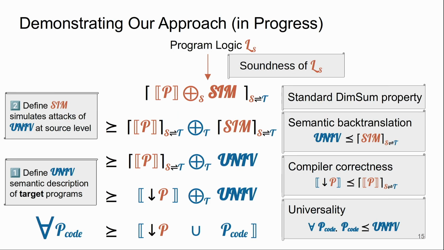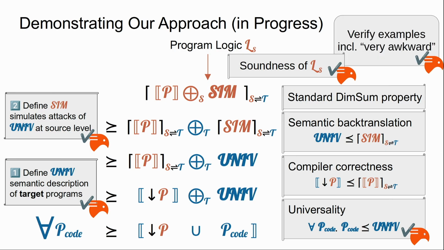We are in the middle of formally doing this proof in the Rocq theorem prover. We already defined the universal contract and proven that it is indeed universal. This cute little bird here is the new logo of the Rocq theorem prover, in case you haven't seen that yet. We also defined the simulator and built a program logic and proven its soundness against the simulator. Using the program logic, we verified a few examples, including the very awkward example, which has been a challenging benchmark for program logics for many years.